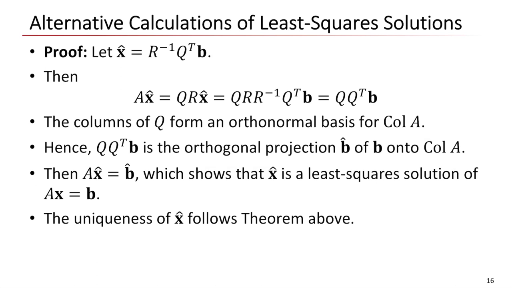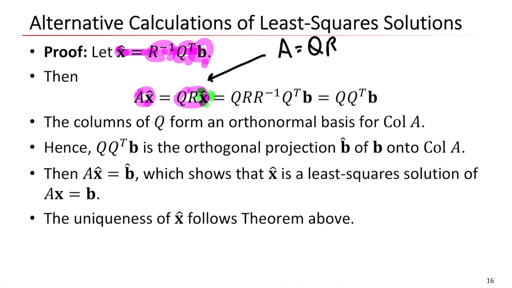First of all, let's suppose that x hat can be represented by R inverse Q transpose B, right? Then by multiplying A on the left-hand side, A x hat will be QR x hat, right? Because A can be represented by QR, right?